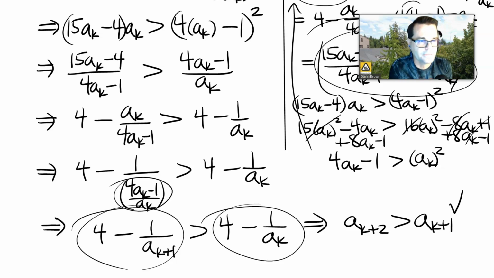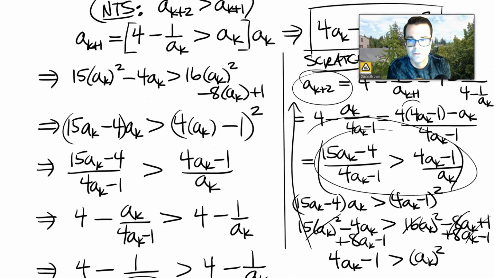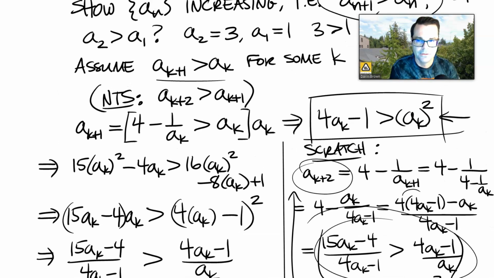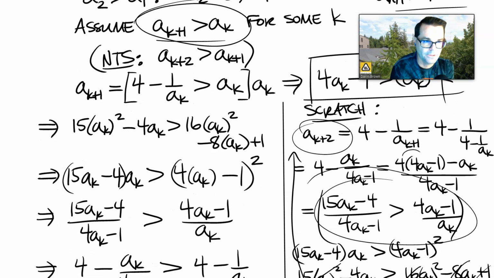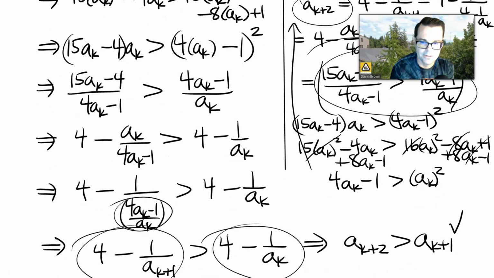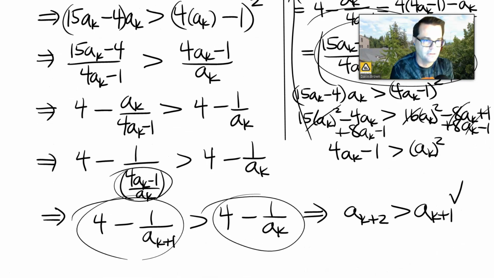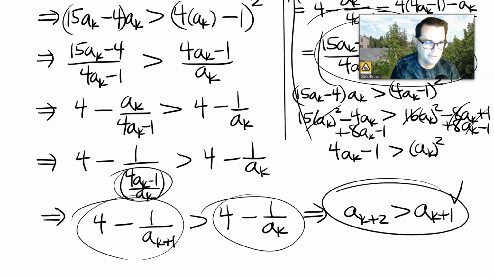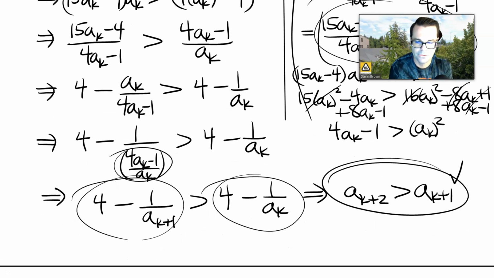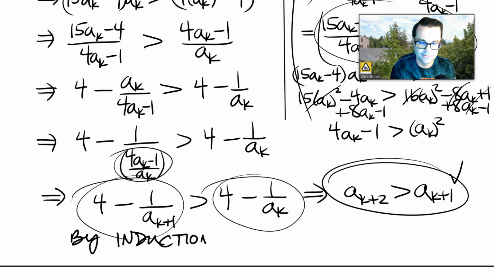So, to back up, we started off, we assumed the k plus first term was bigger than the kth term. We expanded out what that inequality was saying. And then we got, after playing with the inequalities a whole bunch of times, kind of knowing in advance what direction we were going in, we got that the k plus second term is bigger than the k plus first term. So that completes the induction. And so by induction, we've shown that it's increasing.